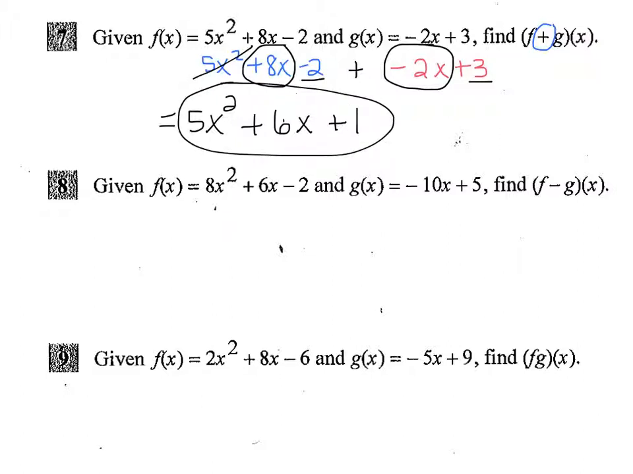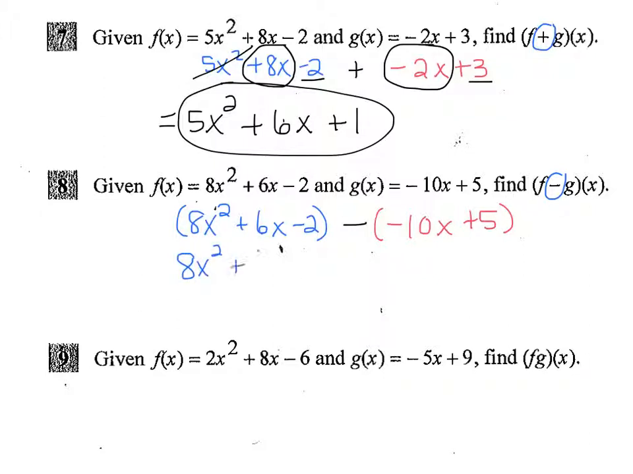Now let's do the subtraction problem. So I'll write down 8x squared plus 6x minus 2. We're going to subtract negative 10x plus 5. Alright, in front of the first set of parentheses, nothing is going to change what's on the inside. But this negative 1 right here will change the signs after it. So this is going to change to plus 10x, and that 5 will change to minus 5.